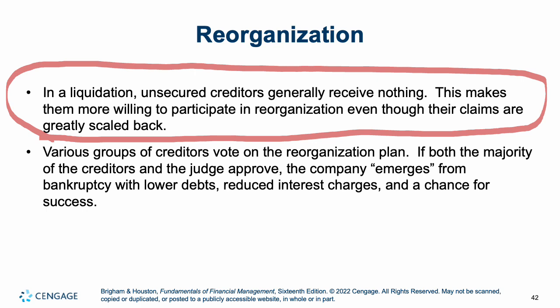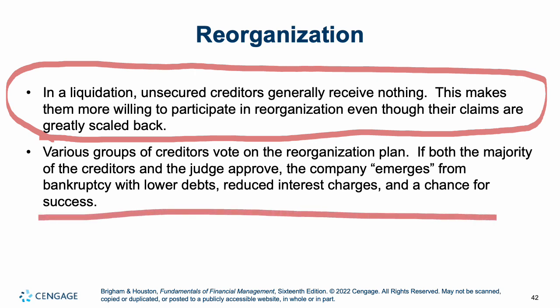Various groups of creditors will vote on the reorganization plan, and if the majority of them agree and the judge signs off, well, then the company is going to emerge from bankruptcy generally with less debt, reduced interest, and a chance for success. So Chapter 11 is often successful. It doesn't mean a company is never going to function again or they're permanently broke. It means that they're going to try to work with their creditors to reduce their debt and also reduce their interest charges and be able to chart a course forward.